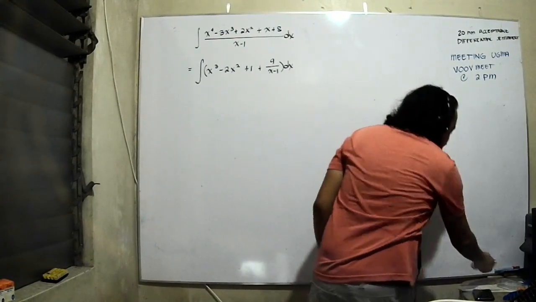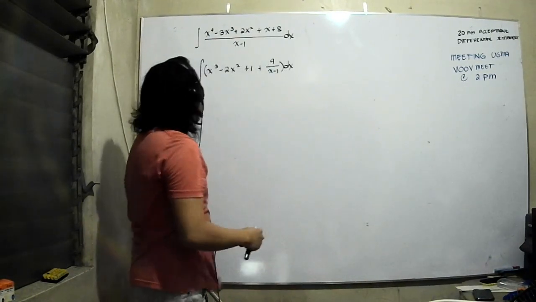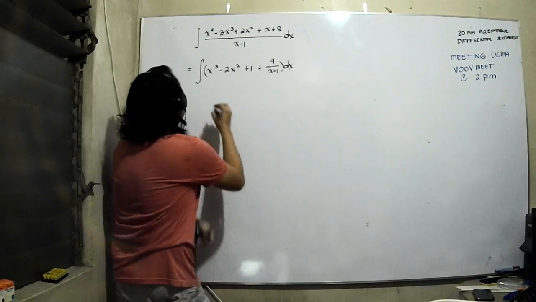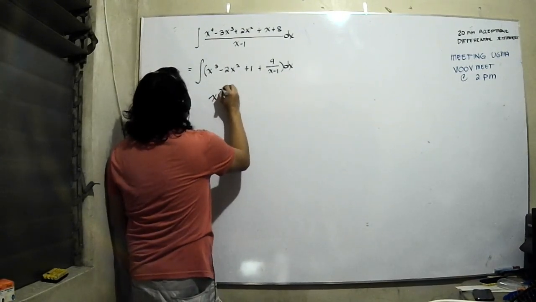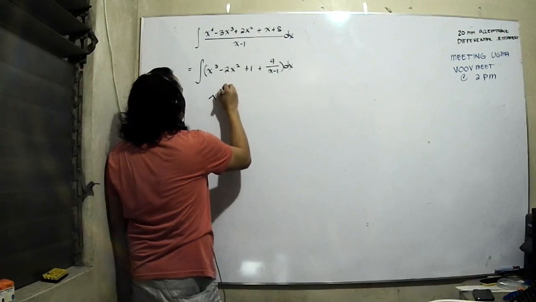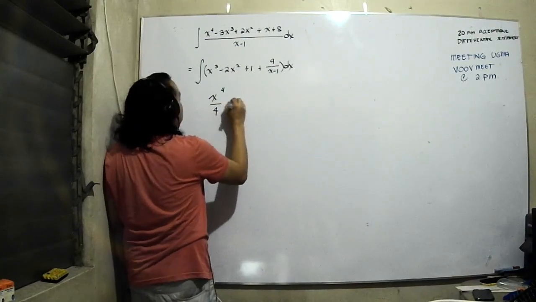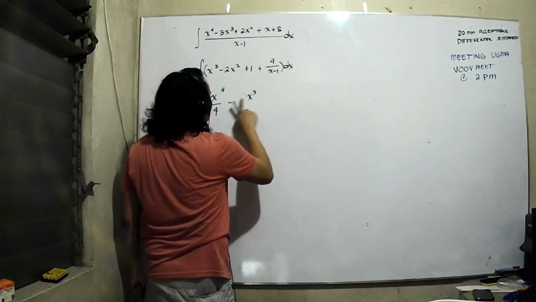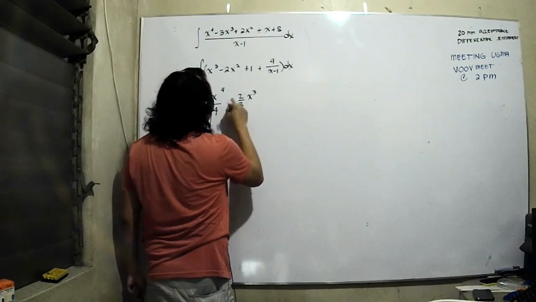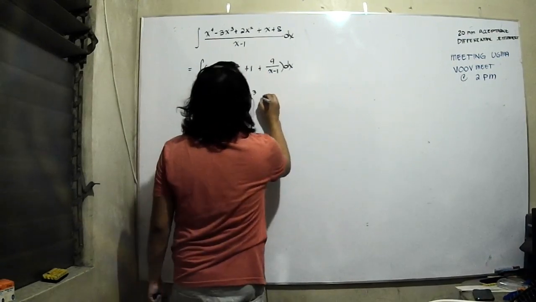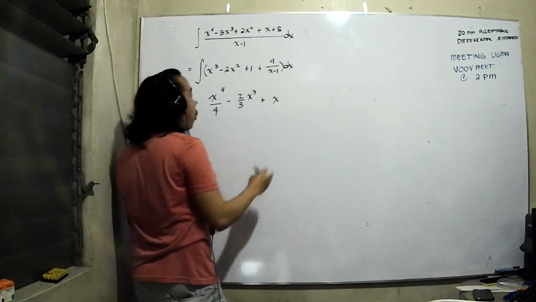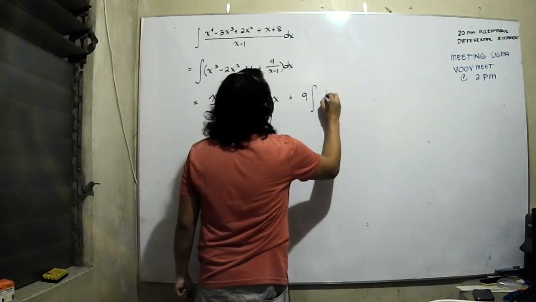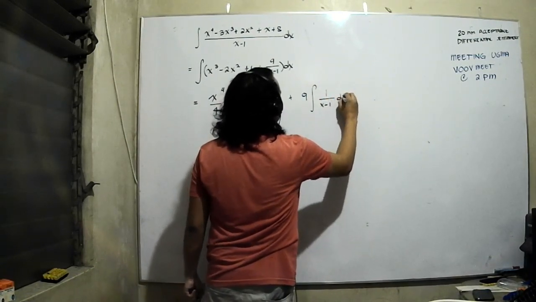And we can integrate this term by term. The first 3 terms, I can integrate right away. 3 plus 1, 4, divided by 4, minus 2 x cubed over 3, plus x. Then this problem: I'll factor out the constant, 1 over x minus 1 dx.